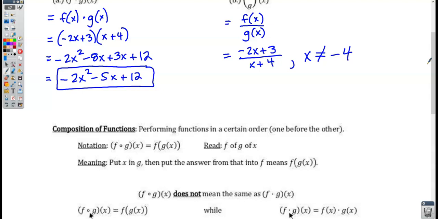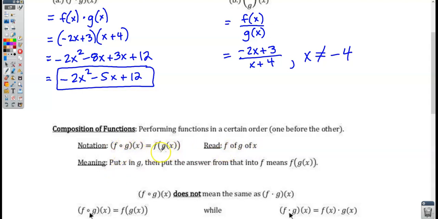And when we do the composition of functions, we are performing those functions in a certain order. We're going to do one before the other. And the notation tells us which one comes first. There's 2 different ways you might see this notated. What we refer to as the old school notation, fog notation, f with a little open circle of g of x. That's read, f of g of x.